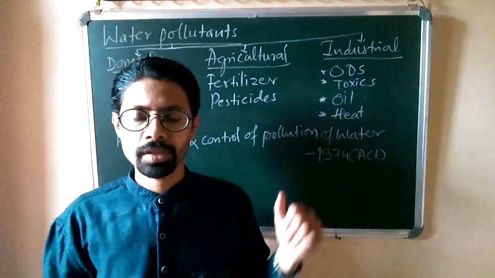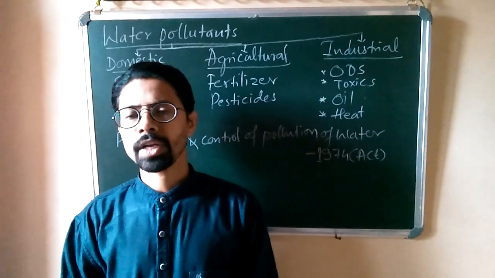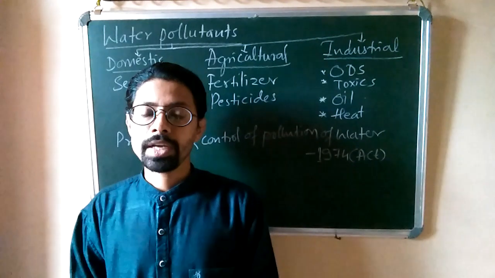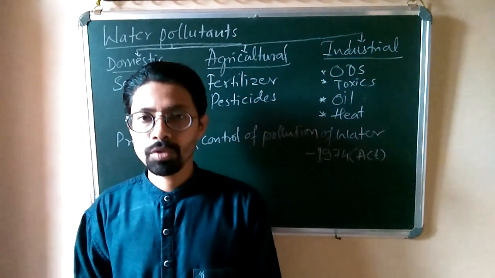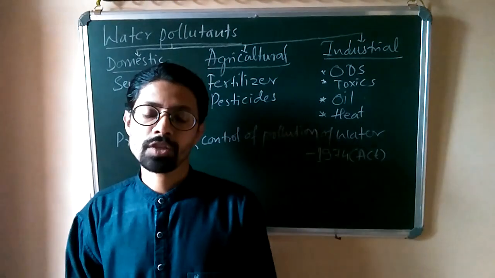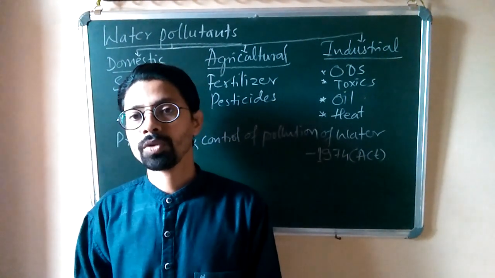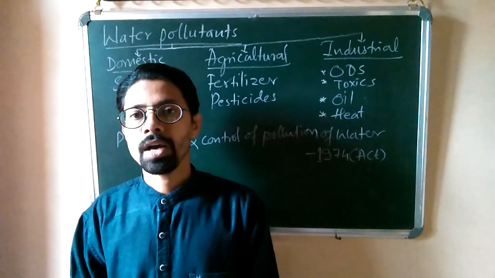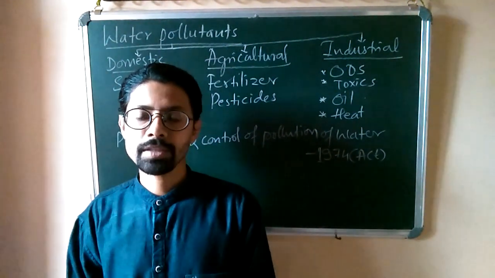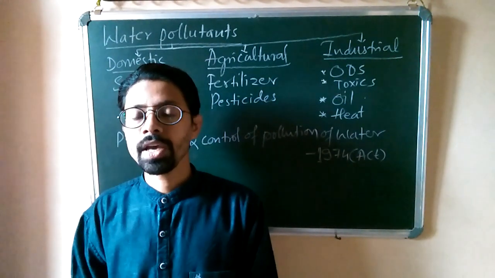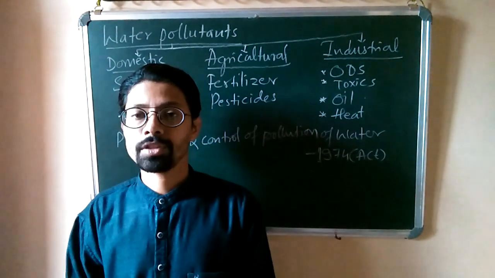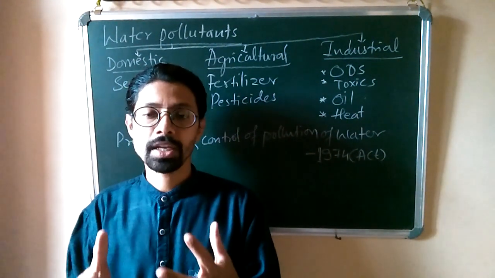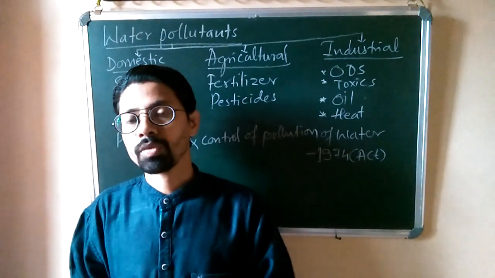Thirdly, if you talk about the industrial, there are unlimited things you can talk about with respect to water. Industrial pollutants include a huge variety. Primarily ODS, that is ozone depleting substances, which is related to air pollution. Secondly, toxics. A different variety of toxics are produced in the water as well as in the form of gases which are released into the atmosphere. If it is a gas, it dissolves with the atmospheric gases. If it is a liquid, then with the sewage it is released into the water body.